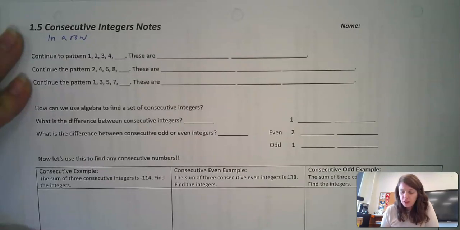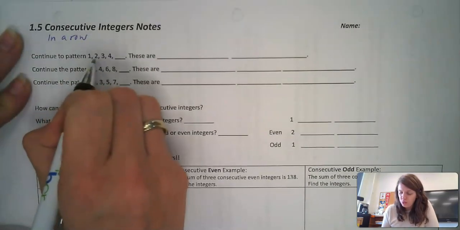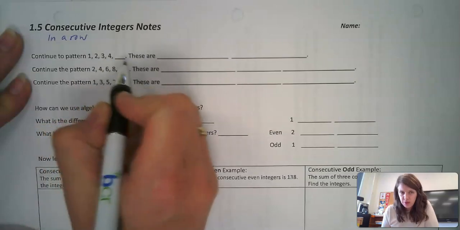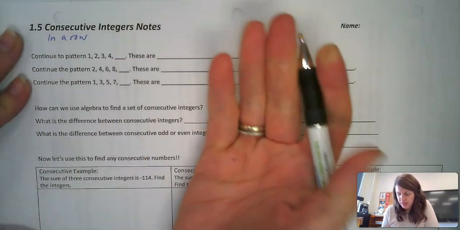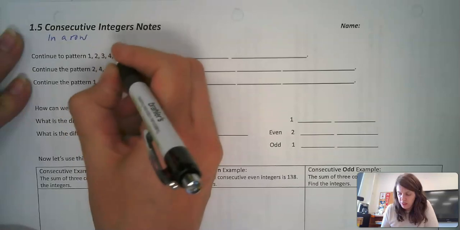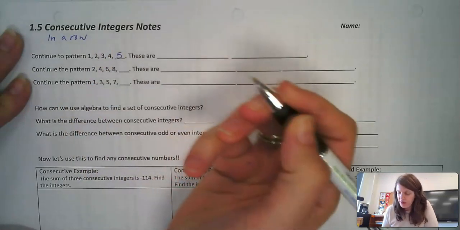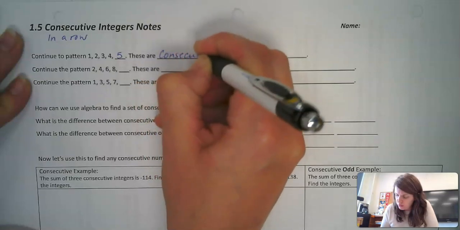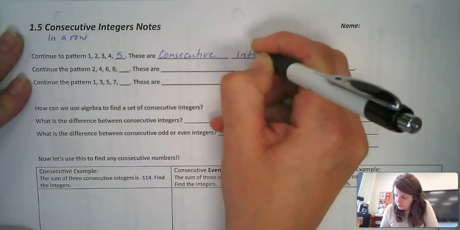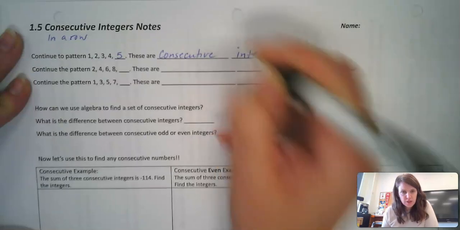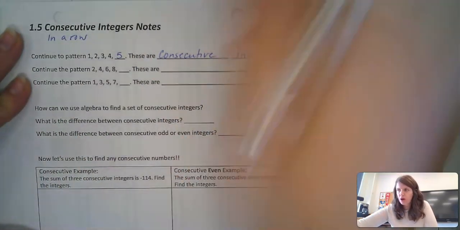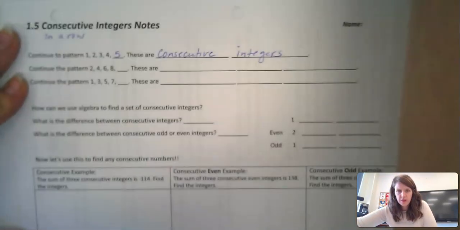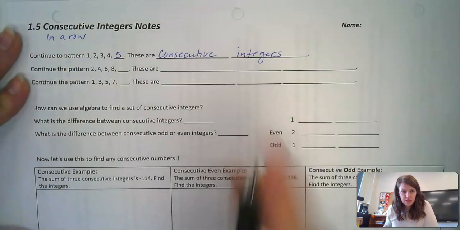So when I look at the pattern 1, 2, 3, 4, what's the next number in the consecutive set? The next number would be 5, clearly. And so these are what we call consecutive integers. Integers just means whole numbers. So we're putting our whole numbers in order, continuing the pattern, and we have consecutive integers.